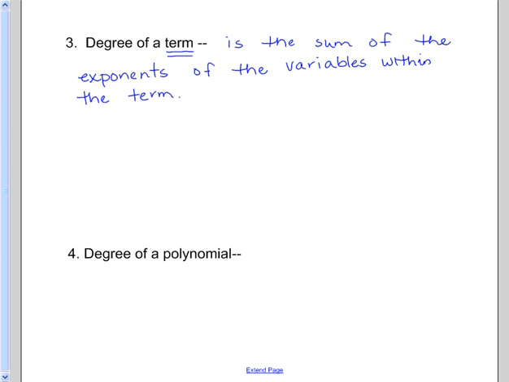So if I give you a polynomial, for example, let's say we have x squared plus x minus 5, you may be asked to classify, what type of polynomial is this? So we can say this is a trinomial. And then it may ask you for the degree of each term. Okay, well, I have 3 terms.